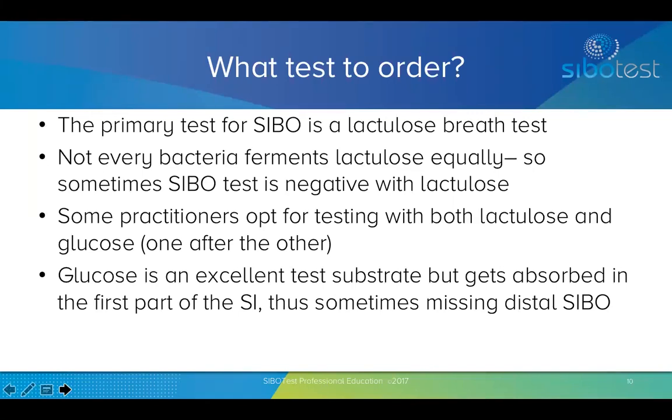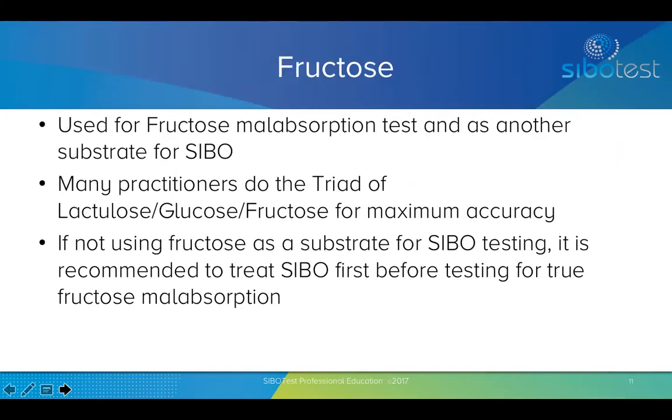Fructose has also been used as a substrate. It is definitely a substrate to test for SIBO. And it's also used to diagnose fructose malabsorption, which is partially a genetic condition. It's been recommended that you treat SIBO first before you use fructose to test for true fructose malabsorption, because if SIBO is still present, you will likely capture SIBO rather than true fructose malabsorption with the fructose substrate.